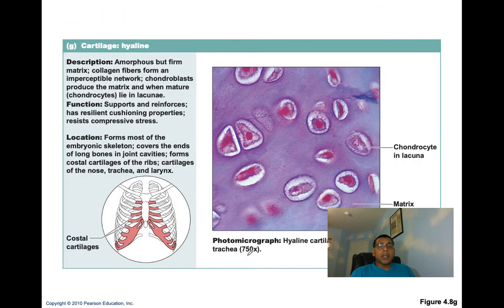So let's start here first with hyaline cartilage. Hyaline cartilage is described as having basically an amorphous but firm matrix. It's got collagen fibers, however, they're not visible.